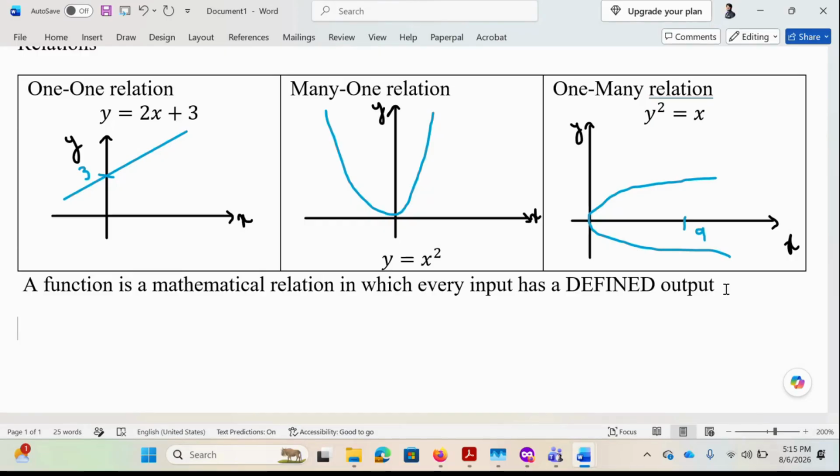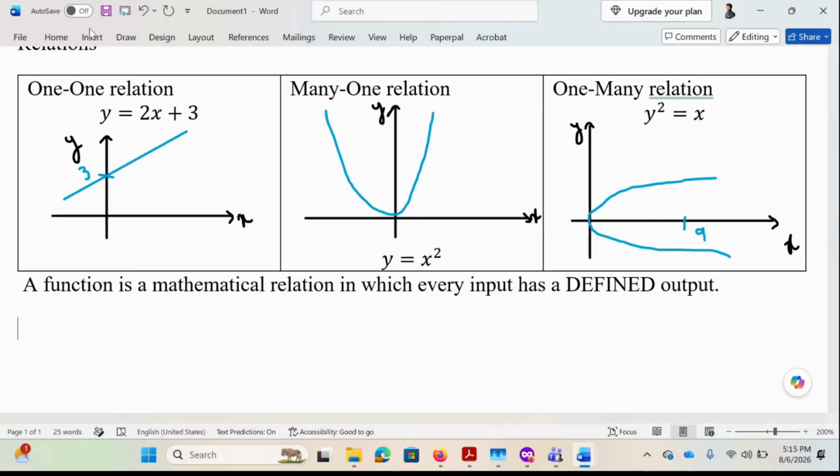Pro complex is different thing. So square root के अंदर I must not get a negative value inside the square root. Getting this or not? I must not get a 0 as a denominator because that becomes infinity and that is undefined. I must not get multiple outputs. Is this clear? So that is why a function is a mathematical relation in which every input has a defined output. That is what is called a function.